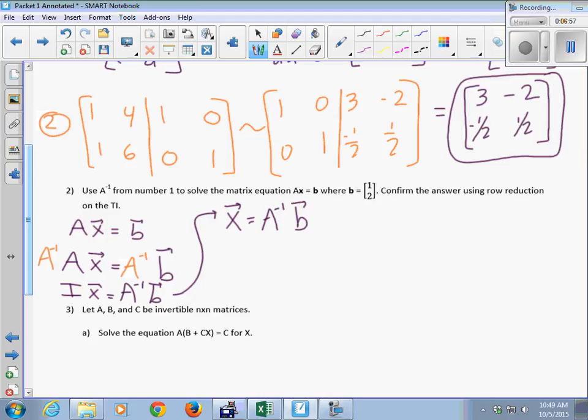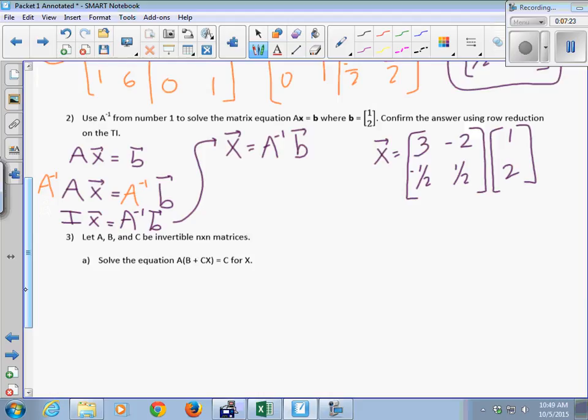So I have A inverse. They asked me to solve the matrix equation AX equals B, where B is the vector (1, 2). So X is just going to be my A inverse, [3, -2; -1/2, 1/2], times B. And I can do the matrix multiplication in my head, or I could type it into my calculator. I think I'll do it in my head just for practice.